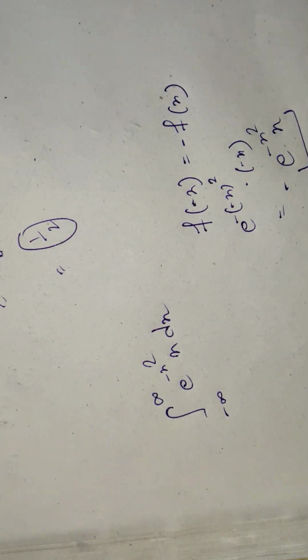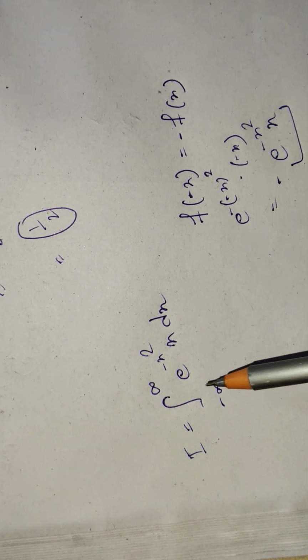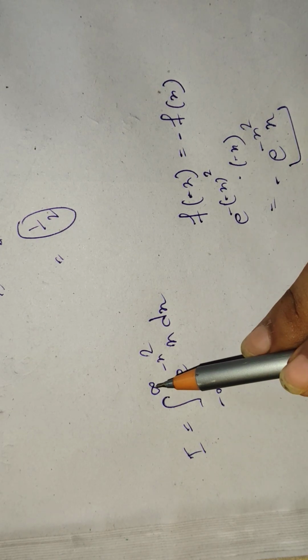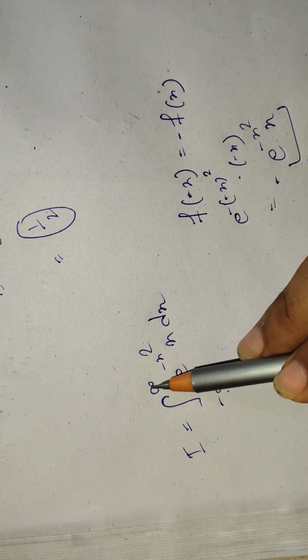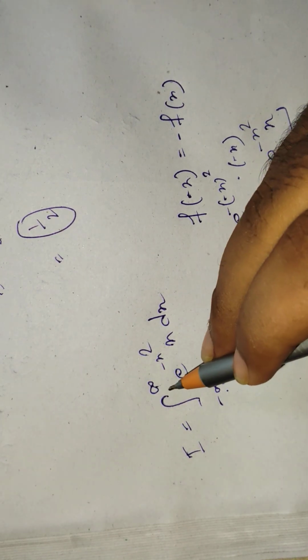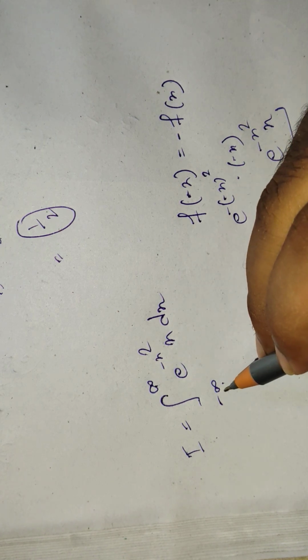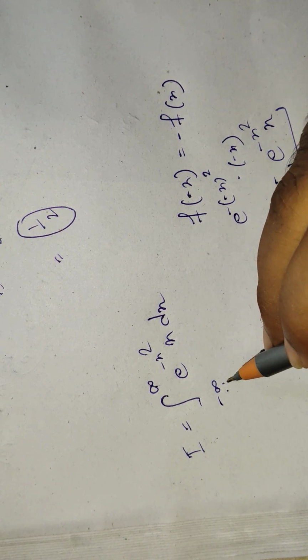However, we have to solve this integration using the definition. So you have to write first, because we have two infinities, at the upper limit and at the lower limit respectively. Basically, at the upper limit we have a positive infinity, and at the lower limit we have a negative infinity.